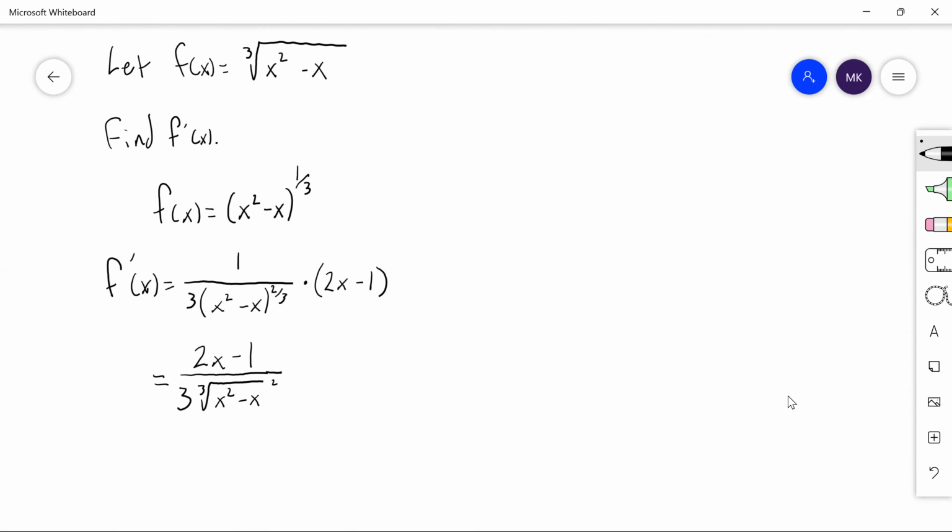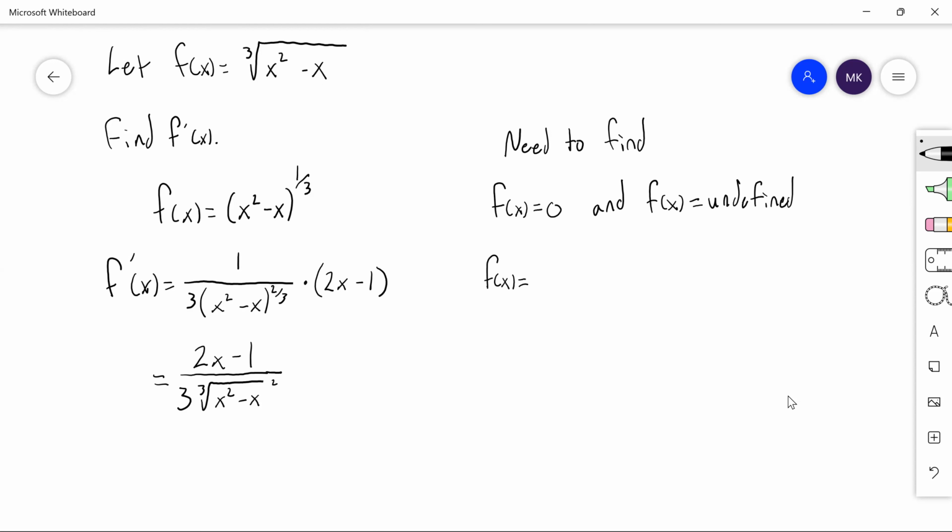So we need to find when f prime of x equals 0 and when f prime of x is undefined. So f prime of x equals 0 when 2x minus 1 equals 0. So that is when x equals what? A half.